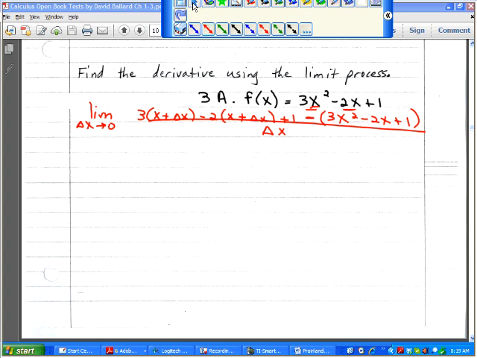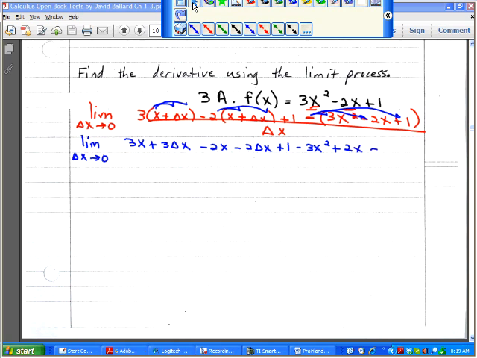And now we're going to go through the simplification process. We're going to distribute. Over here we need to distribute that negative. And so we're going to have the limit as delta x approaches 0 of 3x plus 3 delta x minus 2x minus 2 delta x. And then we have a plus 1 there. And then we have some sign changes, negative 3x squared and plus 2x and minus 1 all over delta x.